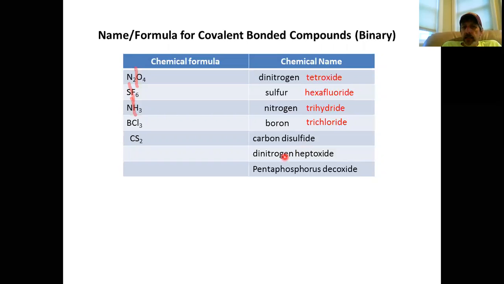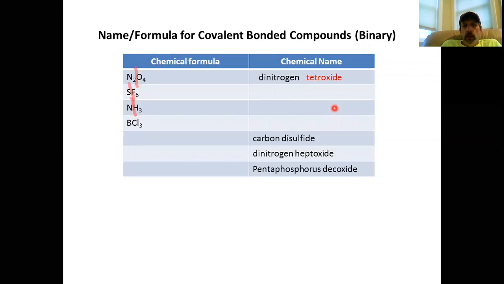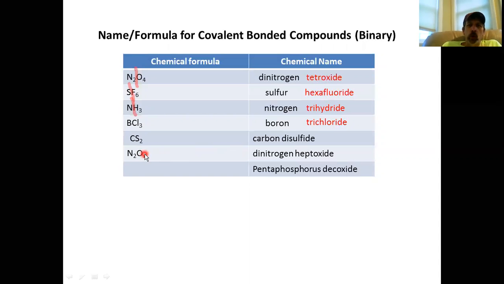Another example, dinitrogen. Look, now we got a prefix. That means now this first part has more than one. So dinitrogen means 2 nitrogen. Heptaoxide or heptoxide. Notice we dropped off. Hepta is the prefix for 7. So if we look at our prefixes, here's hepta. We dropped off the A because it makes it sound unnatural. And we say dinitrogen heptaoxide or heptoxide. Heptoxide sounds a little more natural.